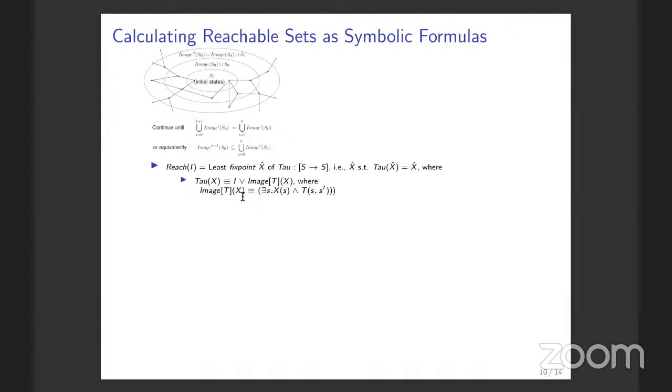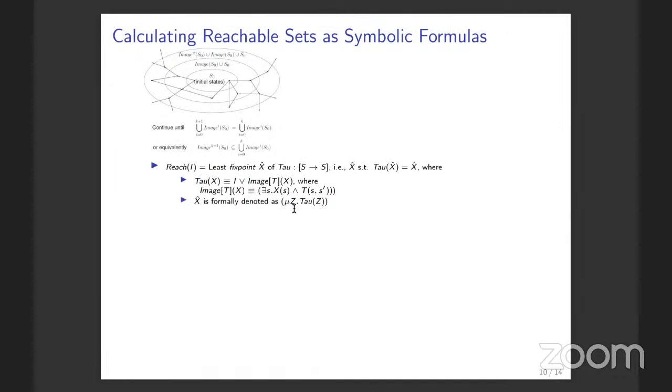given an arbitrary set, takes the image of X under T. That's what this is, image of some set of states under T, to which it adds the initial set of states. And I noted that the image of X can be computed as an existential quantification over the states that satisfy X, and also map S to some successor state S prime.